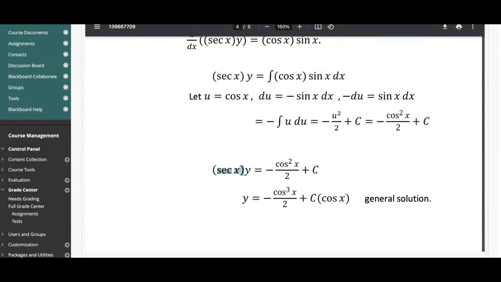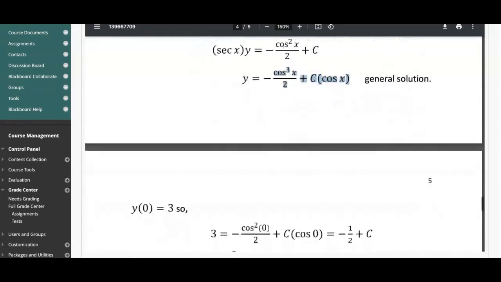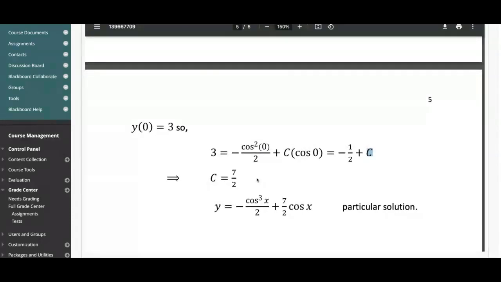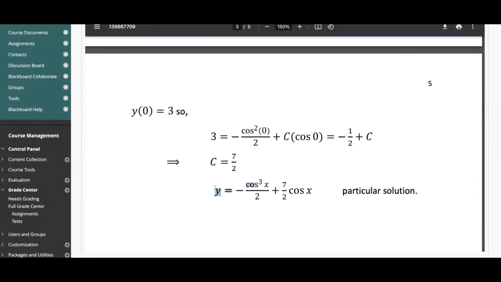Solve for y, so we divide by the integrating factor on both sides. So our general solution is this. With the initial condition, we substitute in 0 for x and 3 for y. Solving for c, c equals 3.5, which is 7 over 2. So we get a specific solution with the initial condition.